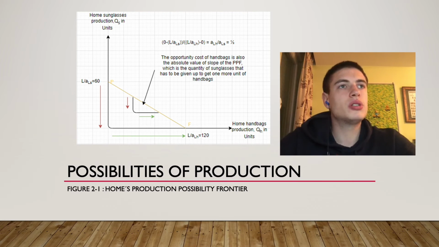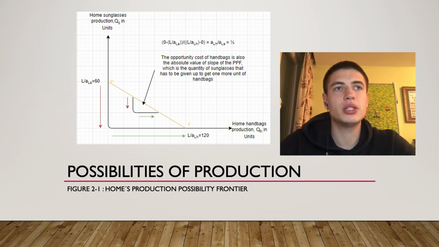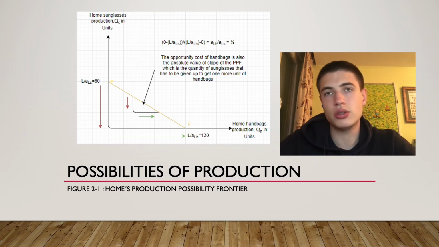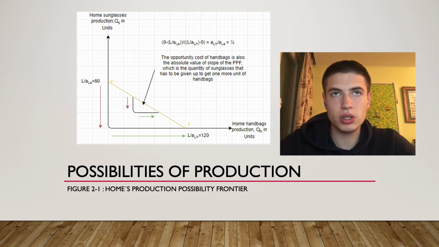Now, continuing with the possibilities of production, on this slide we have a graphic, a figure, which explains the home's production possibility frontier. As you can see, it tells us that the opportunity cost of handbags is also the absolute value of the slope of the PPF, which is the quantity of sunglasses that has to be given up to get one more unit of handbags. And as you can see on the x-axis, we have home handbags production, which is the quantity of handbags in units. And on the y-axis, we have the home sunglasses production, which is the quantity of sunglasses in units.